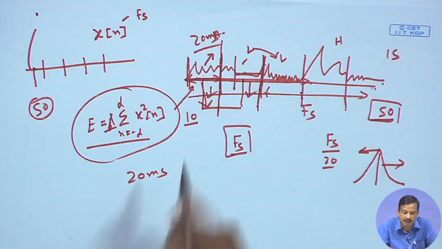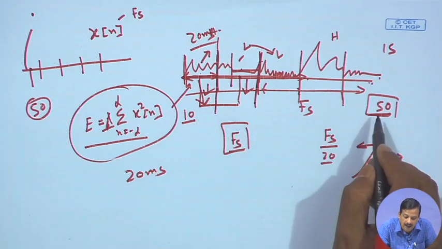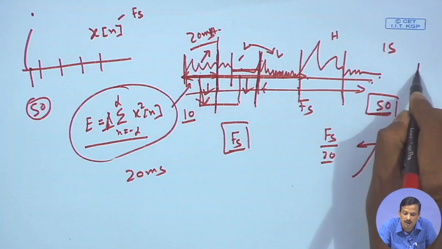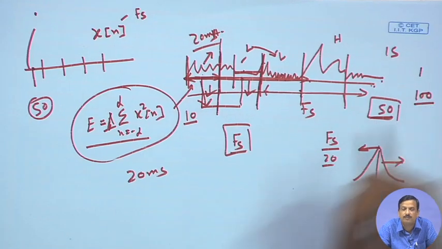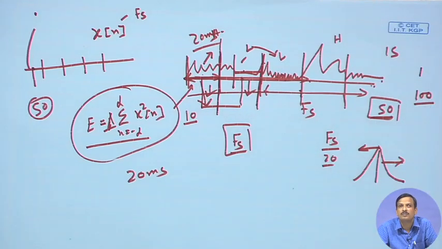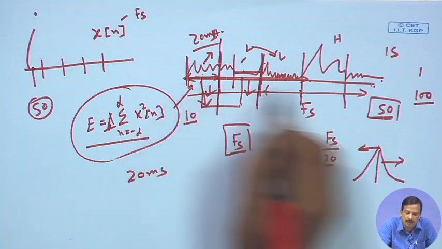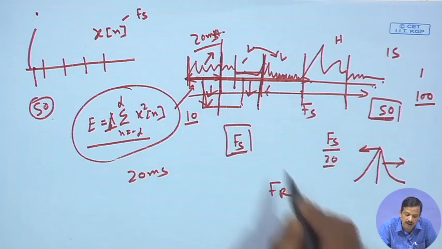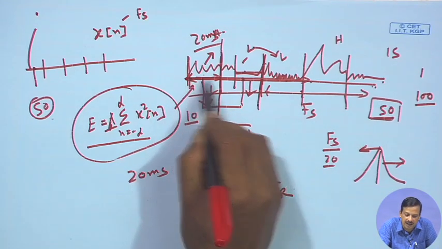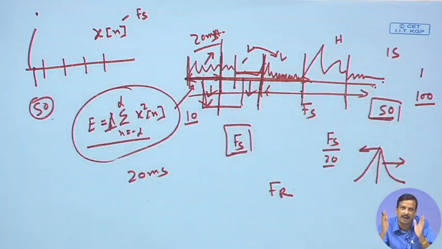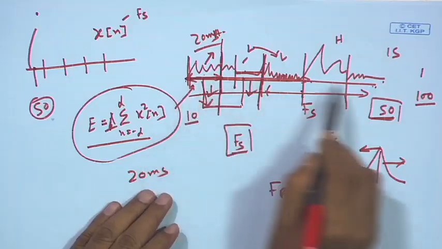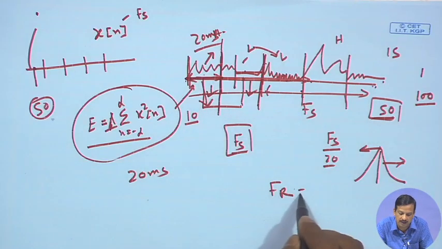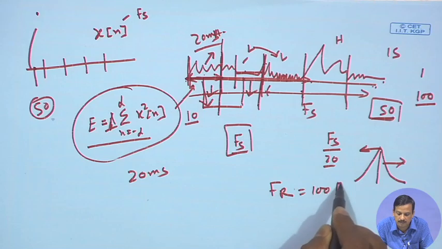Okay. So, I can say frame rate here is, in 1 second, I get 100 frames. If the frame rate is FR, then I can say that if it is a 10 millisecond sliding of the window, I take the window 20 millisecond, but if I slide it 10 millisecond, then I get 100 frames in a second. So, frame rate is 100 frames per second.